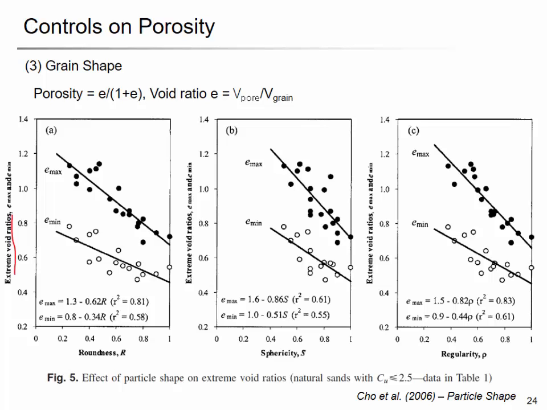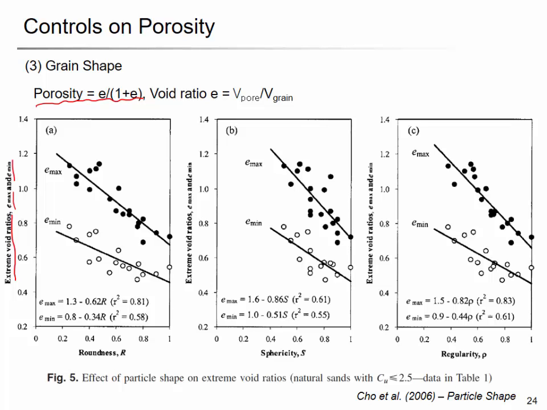And void ratio is a void ratio. E max is the maximum void ratio, and E min is the minimum void ratio. And void ratio is related to the porosity by this equation. So you have a one-to-one relation. So a large void ratio means a large porosity.